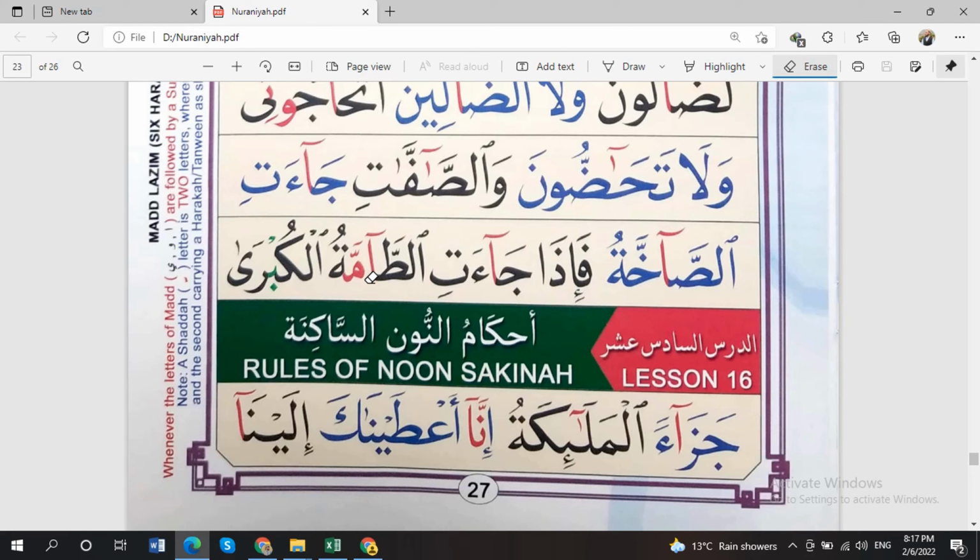Meme. We should do gunna here. We should hold that sound because of meme shadda. So whenever meme or noon has the shadda sign, we have to do gunna, and gunna is holding the sound for 1 second.